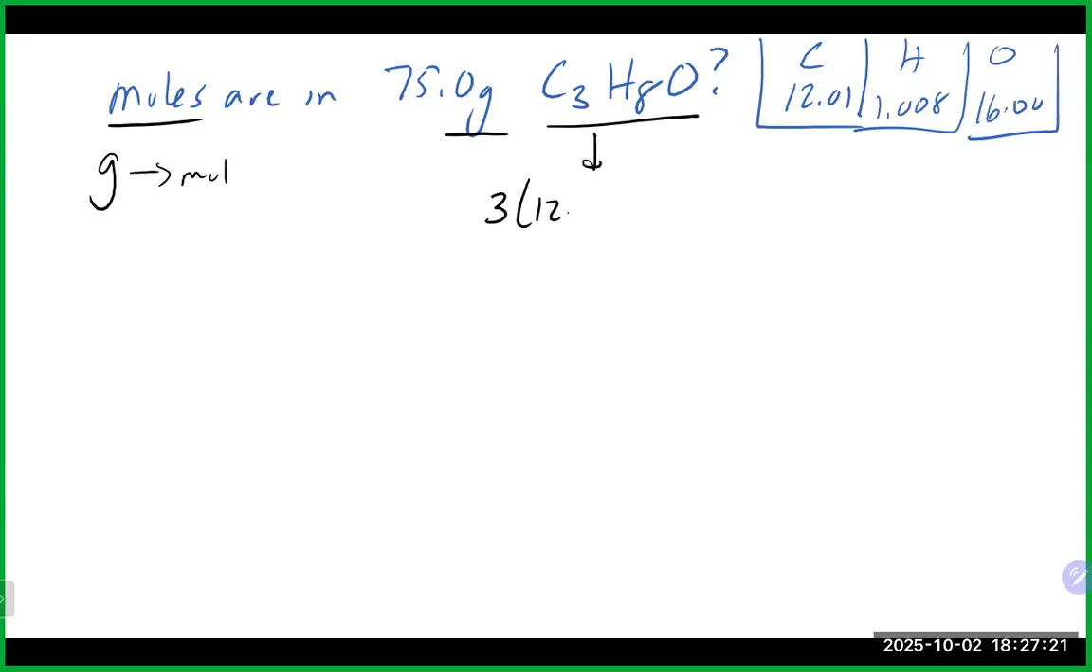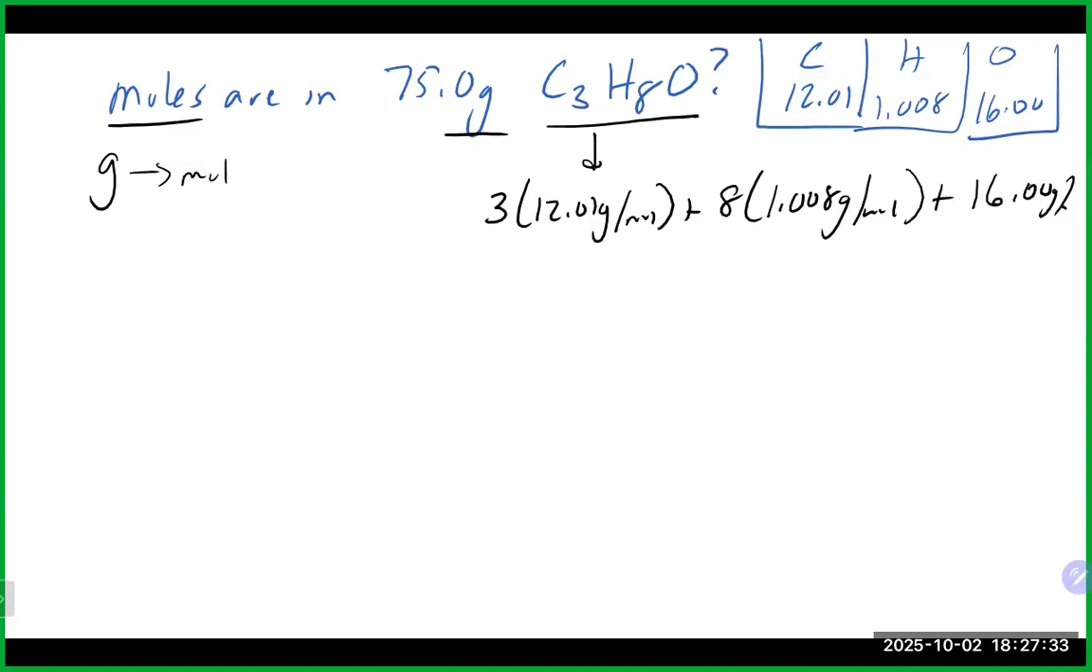So we got 3 carbons at 12.01 from the periodic table. We're going to add that to 8 hydrogens, 1.008 from the periodic table, and lastly, 1 oxygen at 16. That's going to give us a molar mass here of, looks like 60.09. And again, in terms of molar mass, typically speaking, 4 significant figures is what you would take off the periodic table. It is also, by the way, what you typically would do your calculation of molar mass to in this particular case.